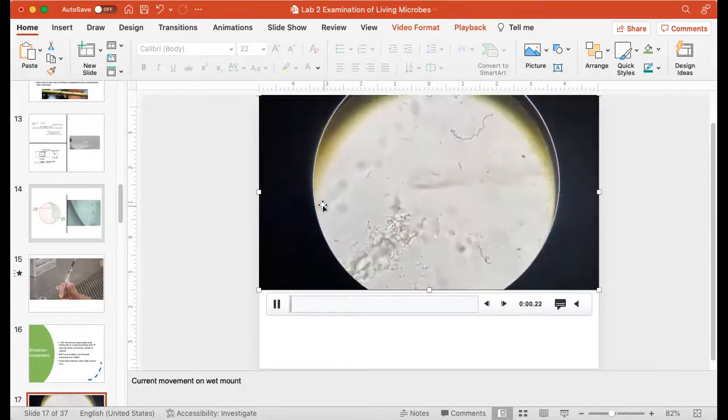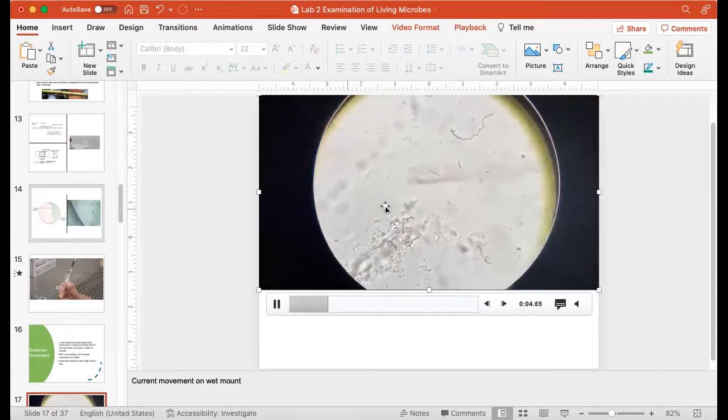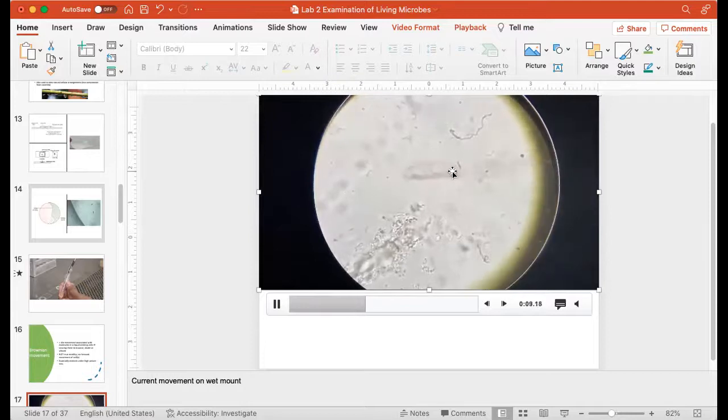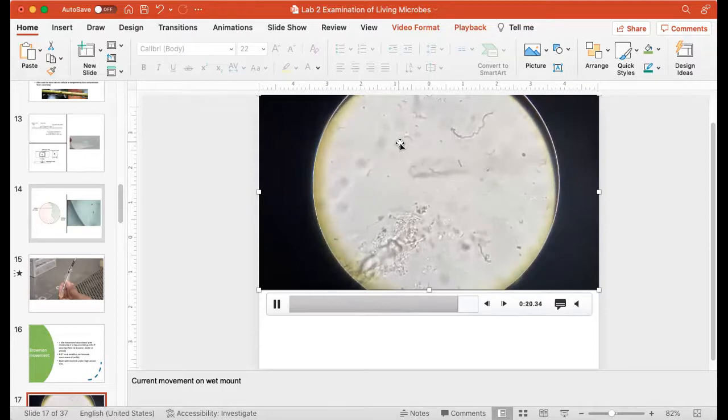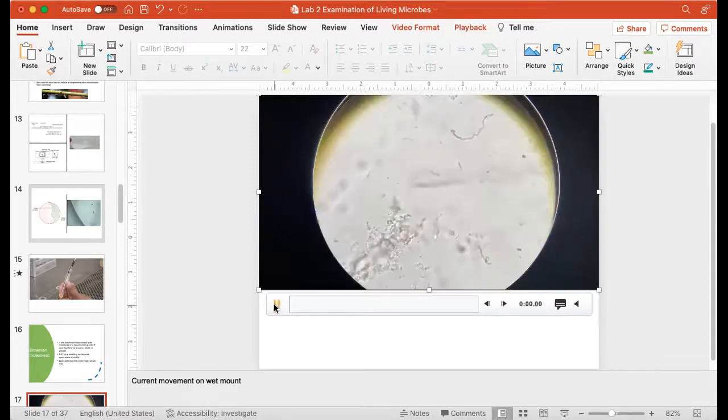What you're looking at here is literally a current in my wet mount. When we put a drop of fluid onto a slide and put a cover slip on it, that fluid can be in motion for several minutes. It's like a current traveling down a river.